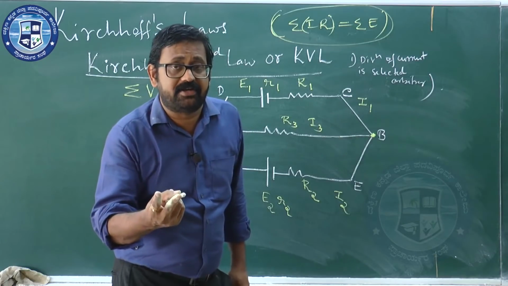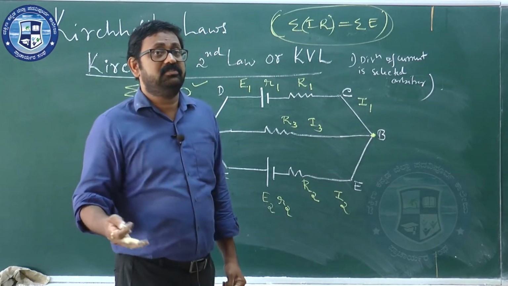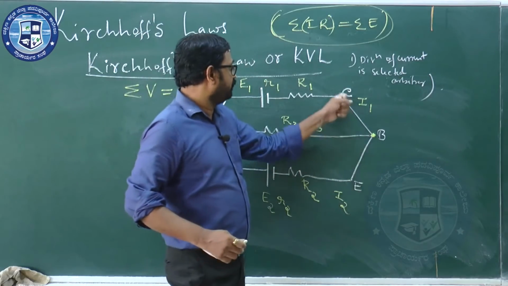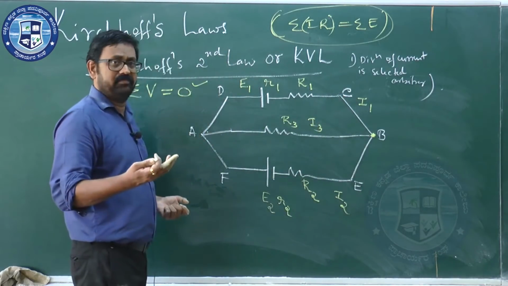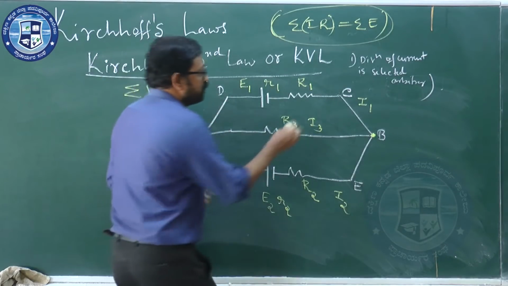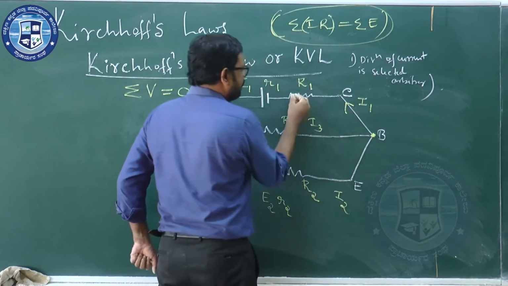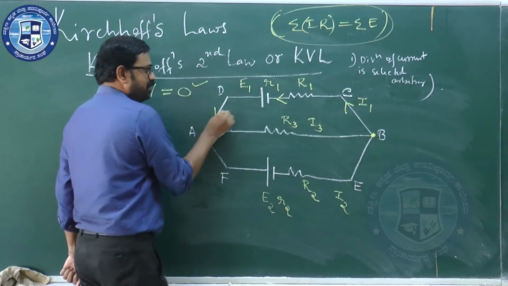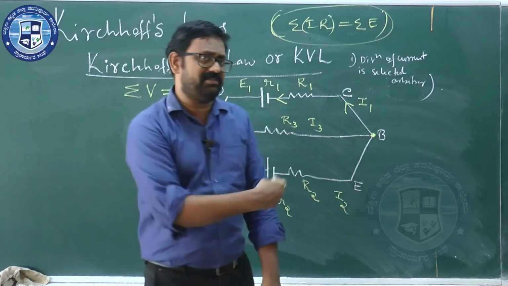I am talking about conventional current. You can select the direction arbitrarily. It is your choice. It can be from B to C, C to D, D to A, or from A to D, D to C, C to B. Any one direction you select. Let me select the direction of the current in this manner: B to C, which means it is directed from C to D, D to A. It is my convenience. I selected in that direction.